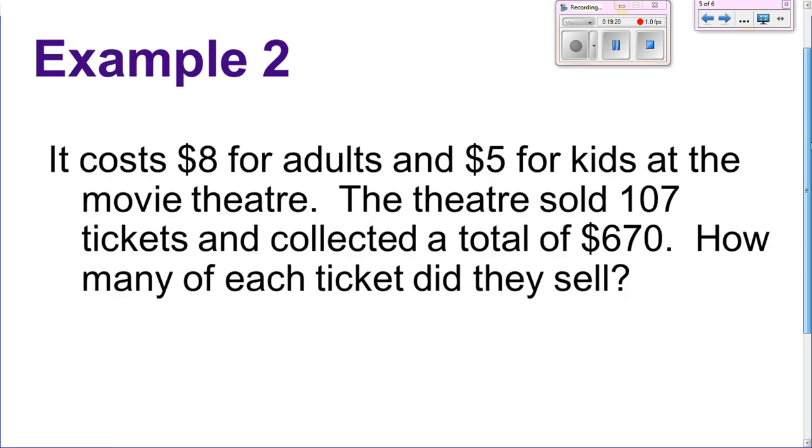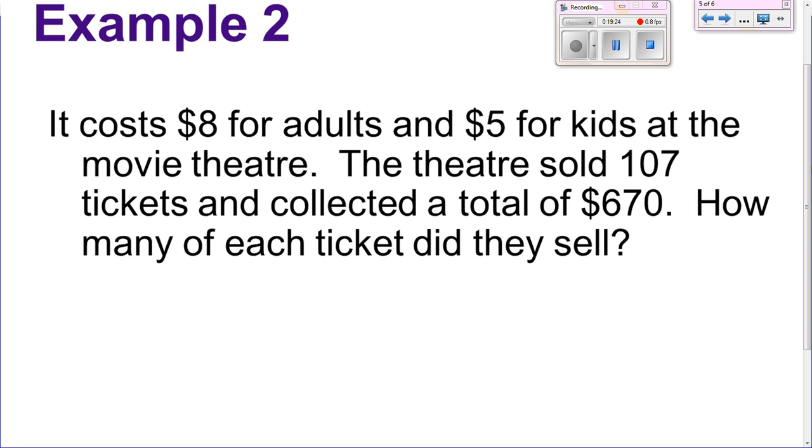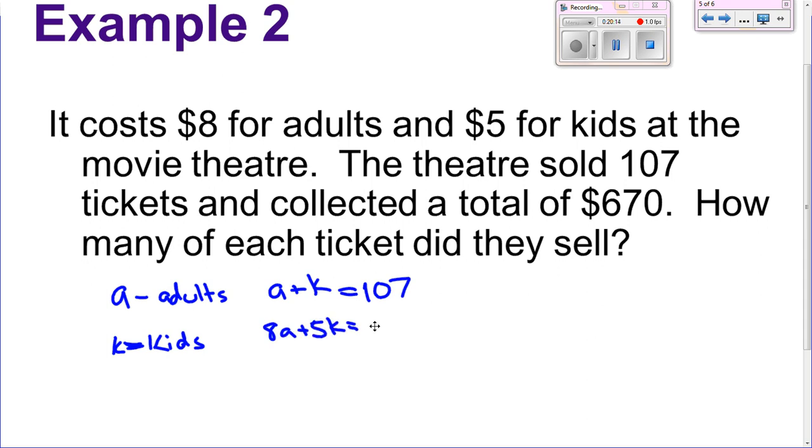Example 2. Cost $8 for adults and $5 for kids at the movie theater. So I'm going to have A, the adults, and K, the kids. Sounds just makes sense. Okay, how many tickets did they sell? 107. How do you come up with 107 tickets? There has to be a certain number of adults and a certain number of kids. So A plus K equals the total tickets. Then to come up with the money, it's 8A plus 5K equals whatever the dollar amount is. And that's it. That's all there is to it.